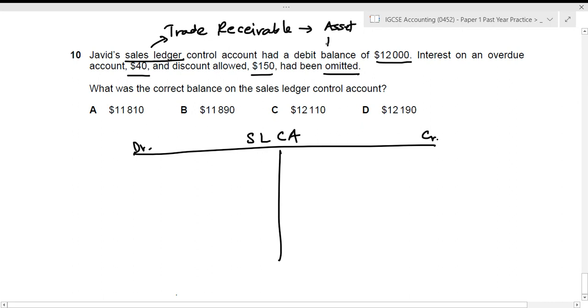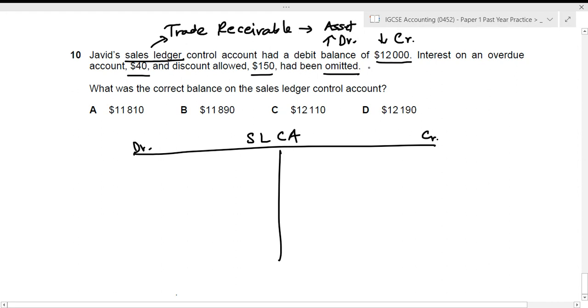And you should know that asset increase on the debit side and asset decrease on the credit side. If you don't know, now you know. Hence, when trade receivable increases, it will be debited, and trade receivable decrease will be on the credit. So sales ledger control account is trade receivable. Hence, whenever any transaction is increasing your receivable balance, it will be written on the debit side, and vice versa. Means if it's decreasing, it will be written on the credit side.